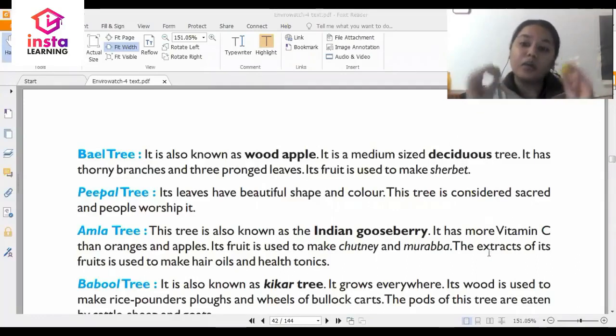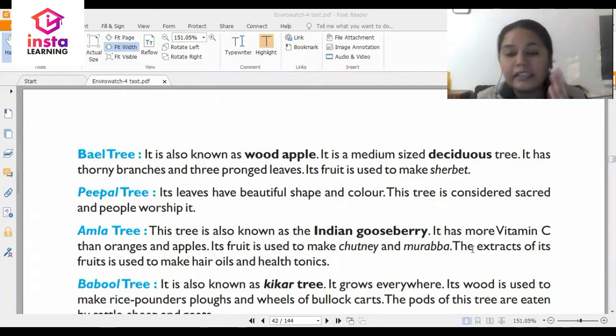So, the amla tree. And what is the quality of this amla or the Indian gooseberry? That it is a richer source of vitamin C than oranges and apples. Its fruit is used to make chutney and murabba, which is very good for your eyes and your immune system. The extract of its fruit is also used to make hair oils and hair tonic.